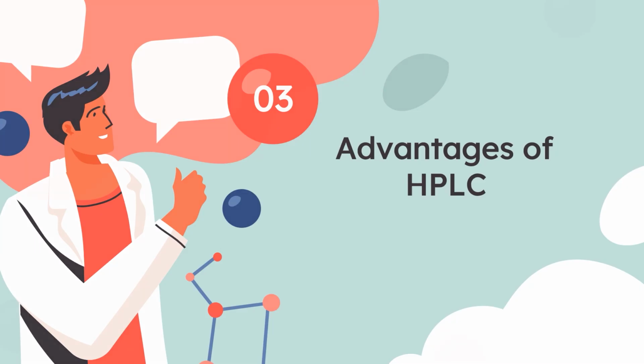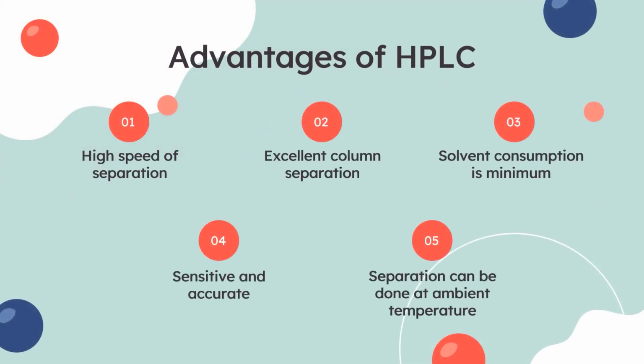Advantages of HPLC: high speed of separation, excellent column separation, solvent consumption is minimum, sensitive and accurate, separation can be done at ambient temperature.